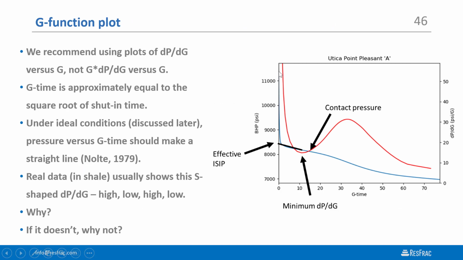I think I've alluded to this several times, but why does this curve have this kind of S shape? The derivative starts high, goes down, goes back up, goes back down. And this is what probably 2/3 to 3/4 of DFITs look like. They're not always this clear. I'd say probably only maybe a third of DFITs in shale have such a clear separation between the minimum and maximum dP/dG. Sometimes it's a little smoother.